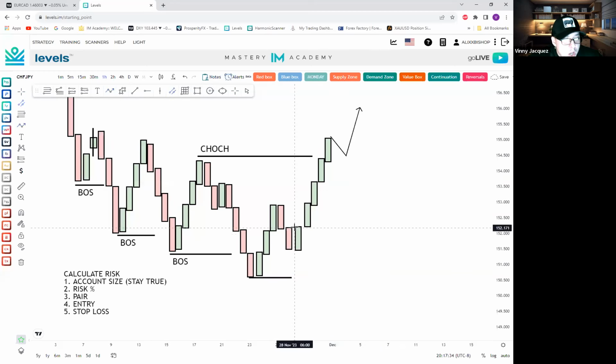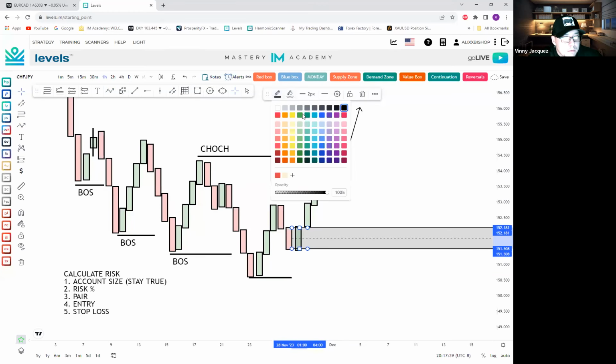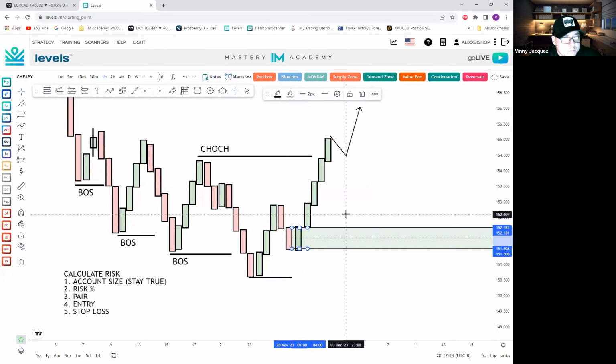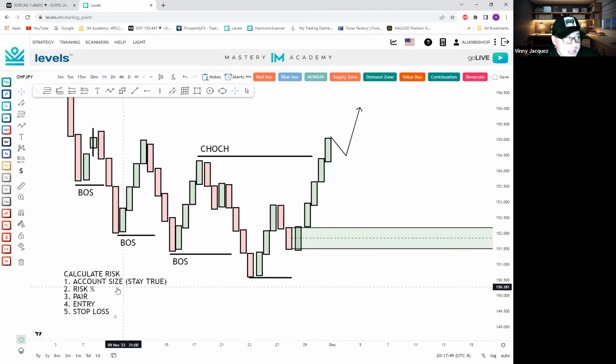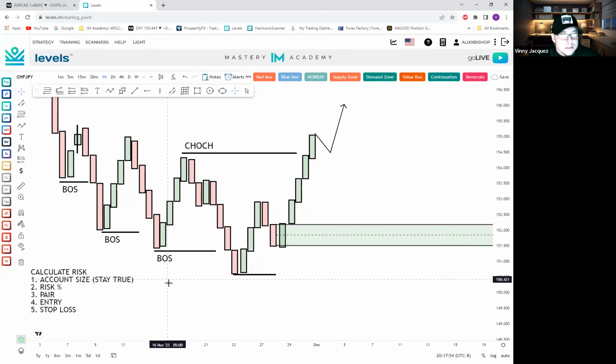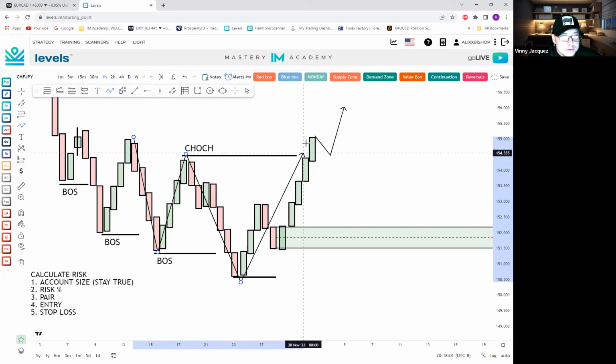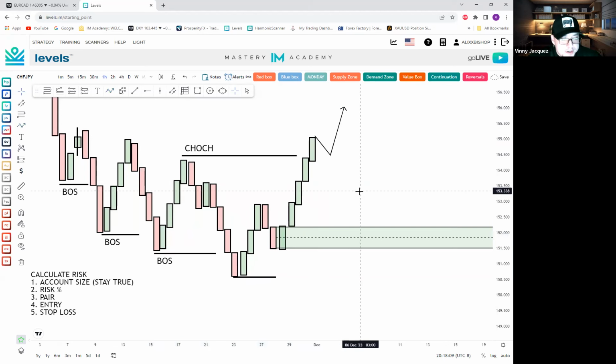So let's just go ahead and mark this up. Awesome. So now that's option 2. And then what's option 3, guys? Do you guys know what option 3 is? Let me know if you see it. The third option is going to be our inverted head and shoulder.